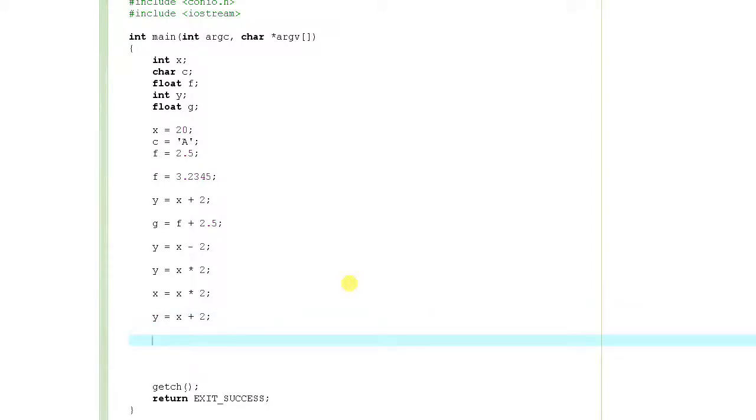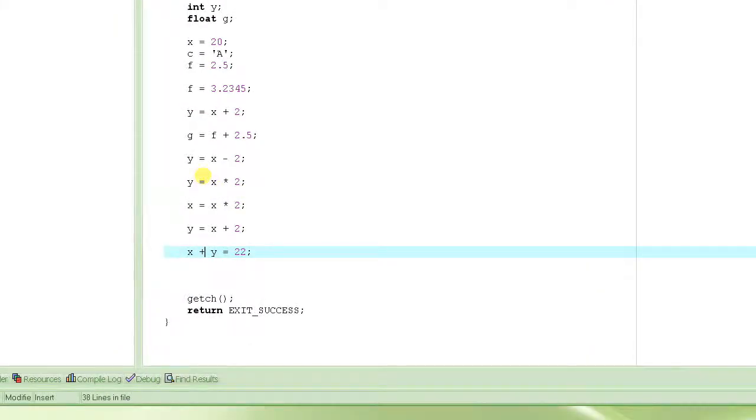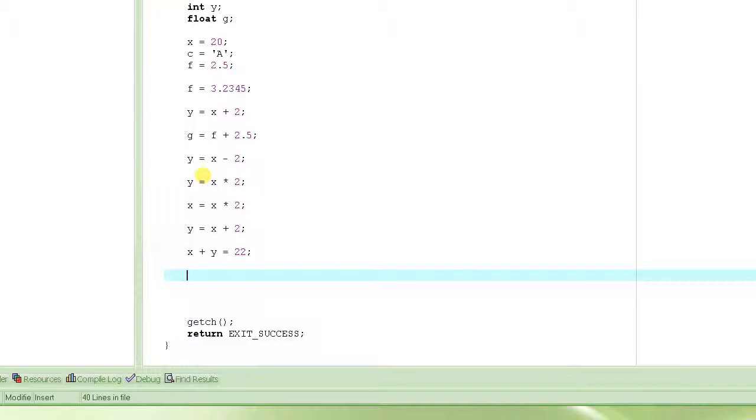What you cannot do is something like x plus y is equal to 22 and expect the computer to find out the value of x. That's not going to happen. So the left hand side of these equations, unlike in algebra, in a programming language, has to be only one single variable, the variable that's going to get the value of the right hand side expression after evaluating it. So this covers pretty much all the operators.